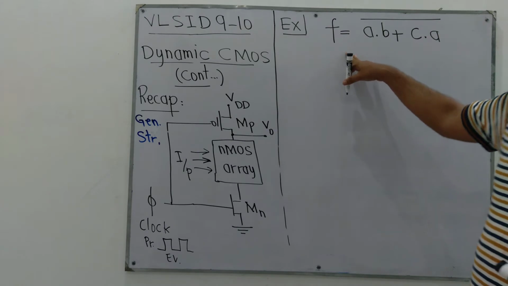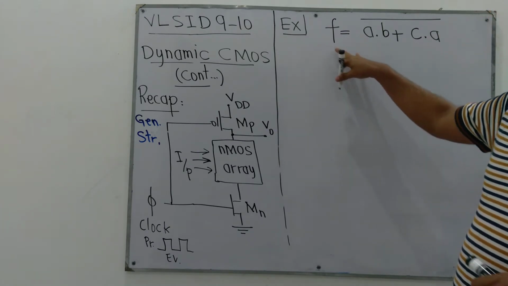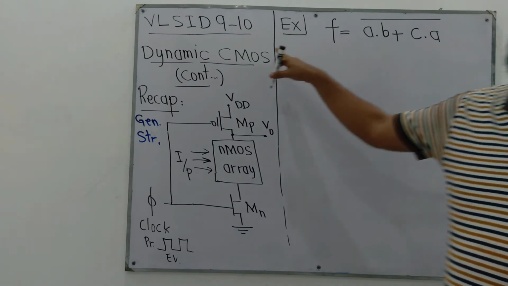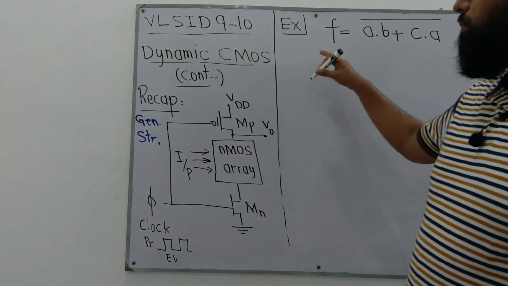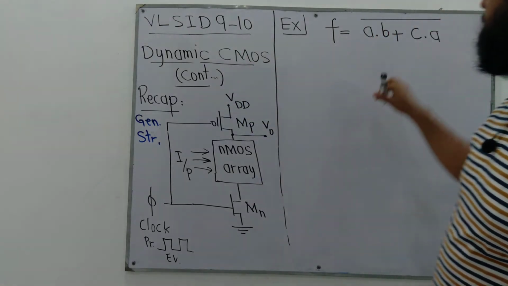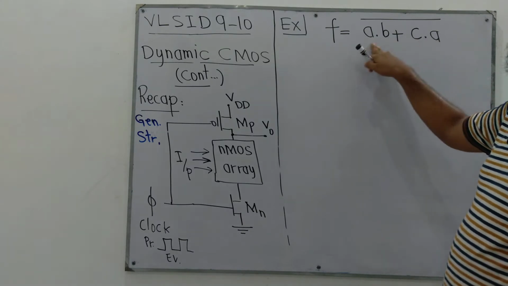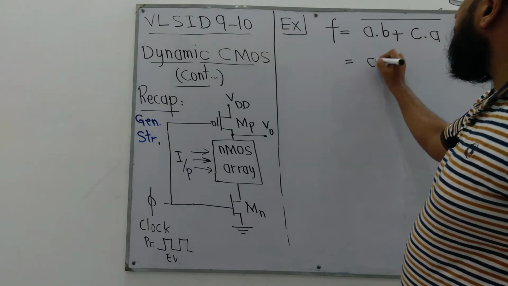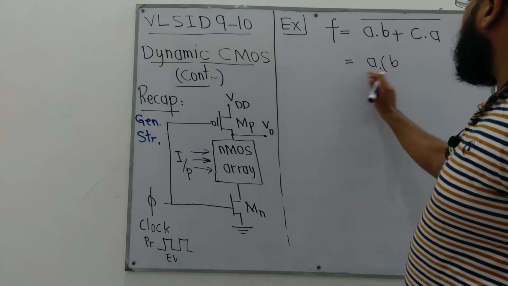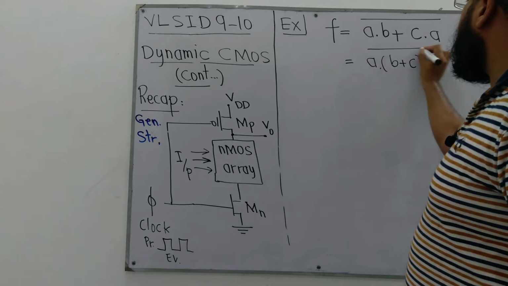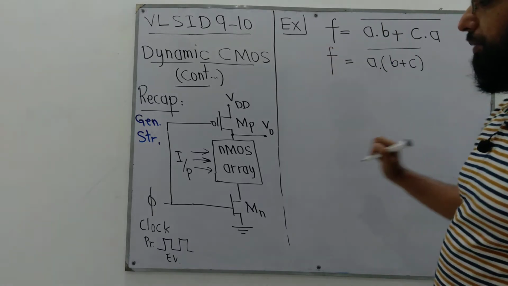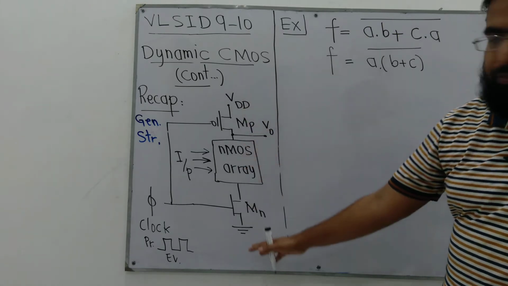Right, so in this lecture we are going to study two different Boolean expressions. We are going to implement two different Boolean expressions using dynamic CMOS. So here is the Boolean expression. We see the variable a can be taken as common, so a and b or c. Right, now this function can be implemented using this general structure.